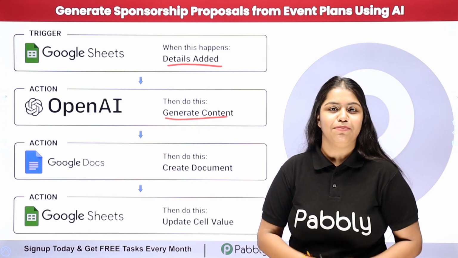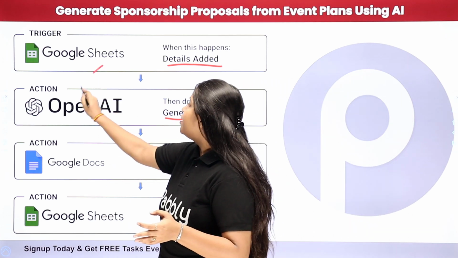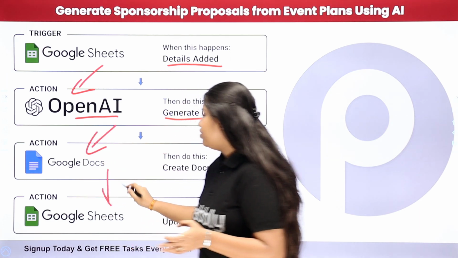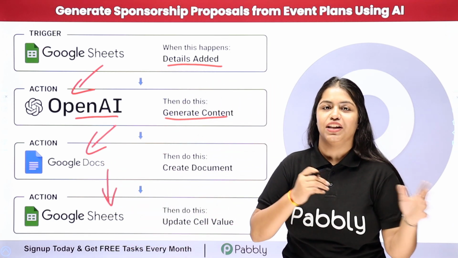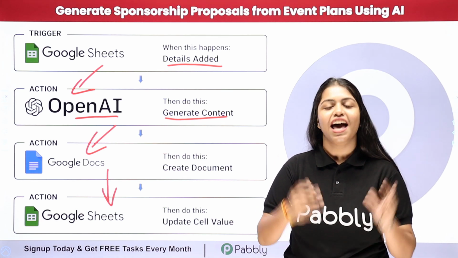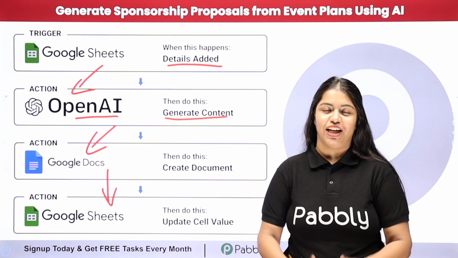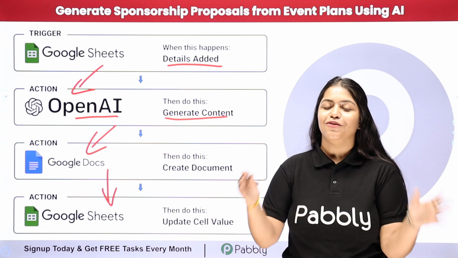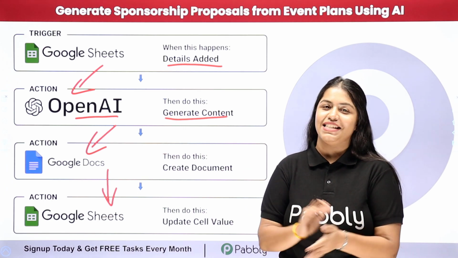So to do this, we are simply going to create a connection between Google Sheets, my AI agent, which is OpenAI, Google Docs and Google Sheets. And to create this connection without knowing any programming or coding language, we are just going to use Pabbly Connect. It is an amazing automation software. So if you also want to create this amazing automation for your own business, then for that you have to come with me towards my screen.